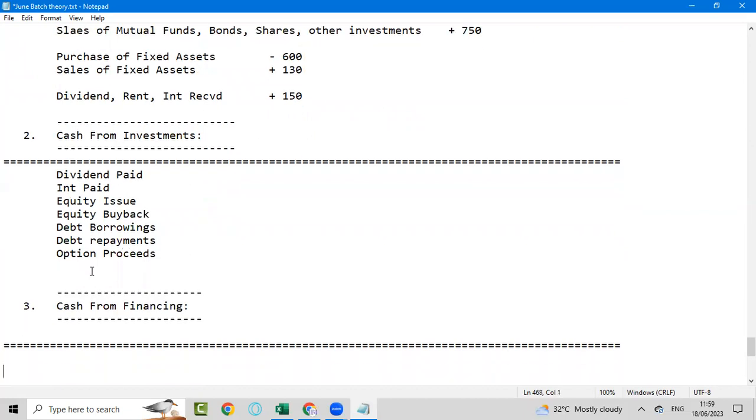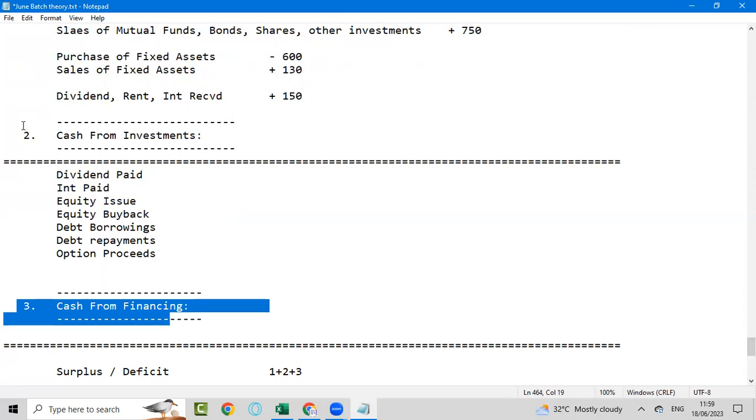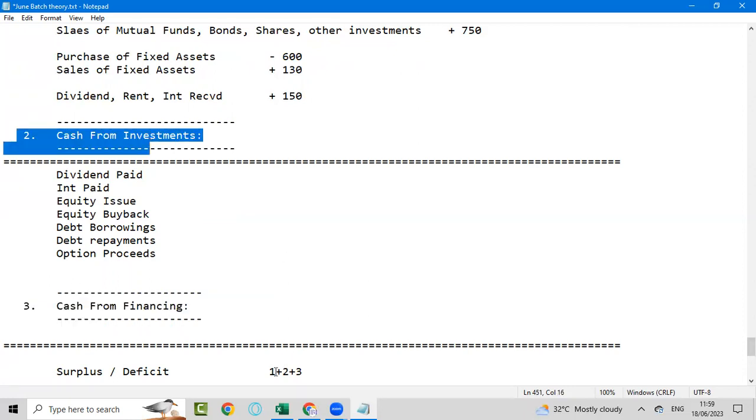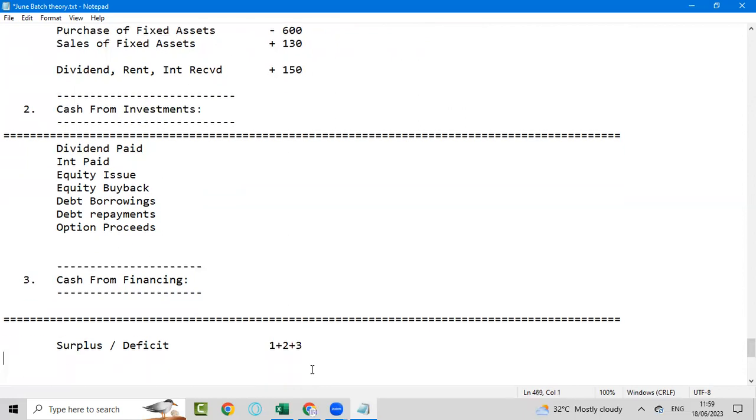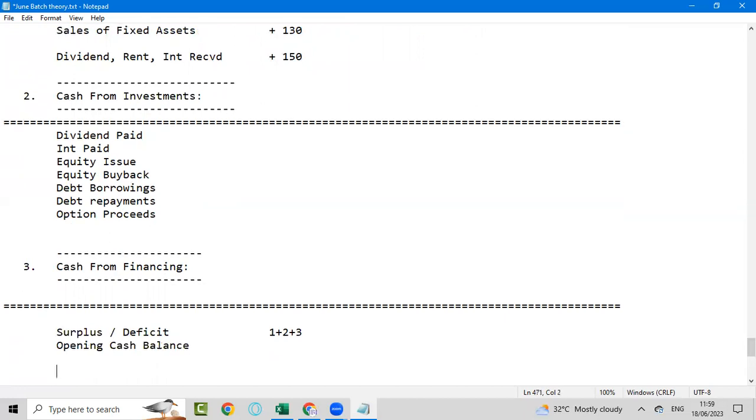After that, you will see surplus or deficit. That can be 1 plus 2 plus 3. What is this? This is third. This was second, and the above one is first. So if you add up all these three, you will get surplus or deficit. Then you will get opening cash balance. Then you will get closing cash balance transferred to balance sheet. So can I take 5 minutes of break? Till the time you just go through income statement, balance sheet and cash flow, because all three statements have been done now. Okay.